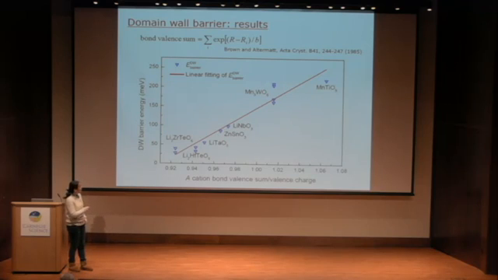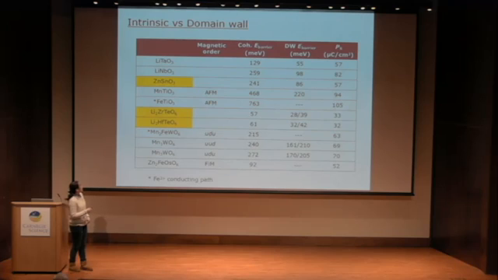And we find that there is a linear correlation between the bond valence and the domain wall energy. And by the way, this bond valence sum is calculated from the ground state. So if you have the X-ray data, if you know the structure, you can estimate the domain wall barrier. Okay, here is the summary.